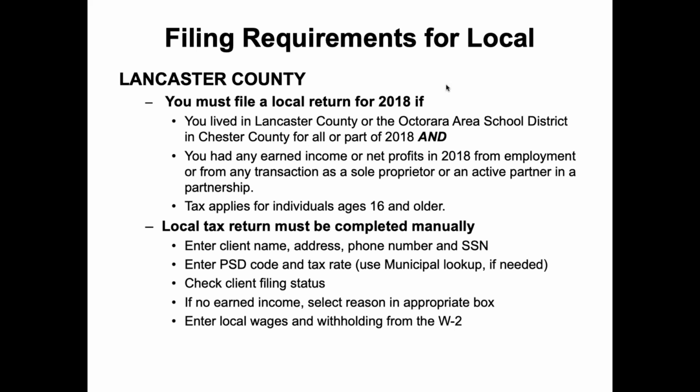A couple of things that we need to take a look at for the local return. We have to make sure that we have the taxpayer's name, their address, phone number, and social security number. Now, what we're looking at doing here is having the opportunity for TaxSlayer to help generate these forms for us. But we still need to enter a couple things into the program. One of the important things to make sure that we get correctly is their PSD code, which would be their local municipality code, which will automatically generate their tax rate.